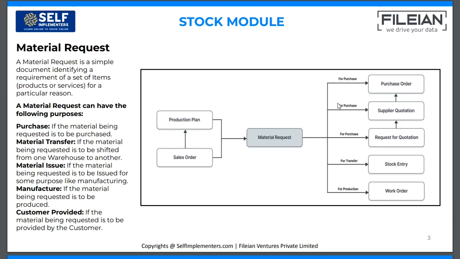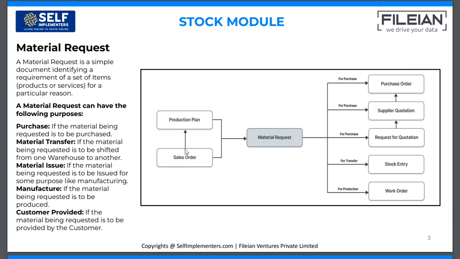So in the stock module, if you go to the process flow of the stock module, then you will see that every inventory or stock module starts with a purchase request. Suppose we have a sale order, then this sale order gets converted into the production plan, and then this production plan is made to check for the required raw material to produce a particular finished good for manufacturing purposes.